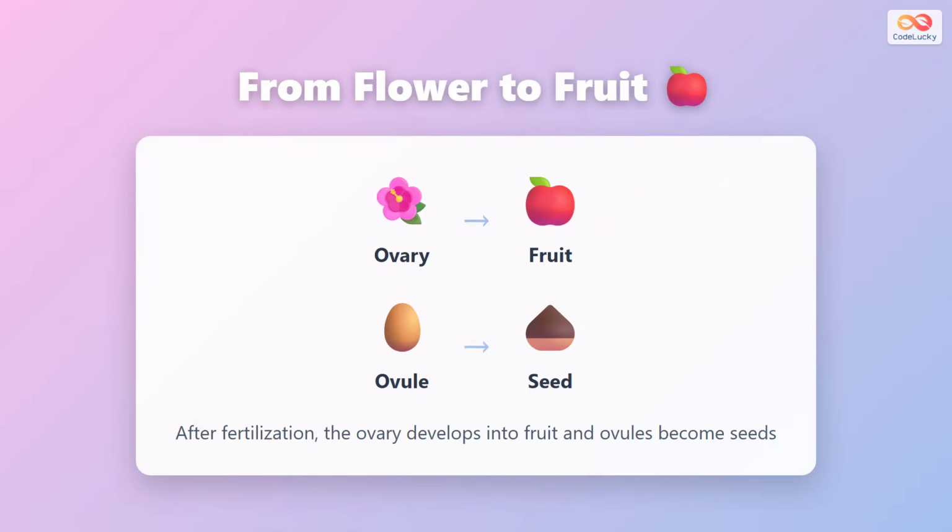After successful fertilization, the flower undergoes remarkable changes. The ovary, which contains the ovules, develops and matures into a fruit. This fruit protects the developing seeds inside. Meanwhile, each fertilized ovule transforms into a seed, which contains the plant embryo and stored nutrients. The fruit helps in seed dispersal, allowing new plants to grow in different locations. This completes the reproductive cycle of flowering plants.